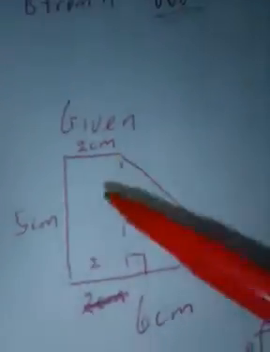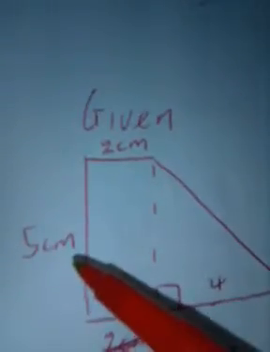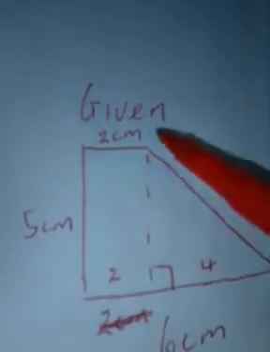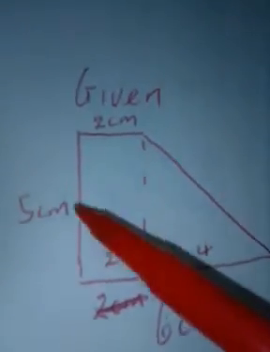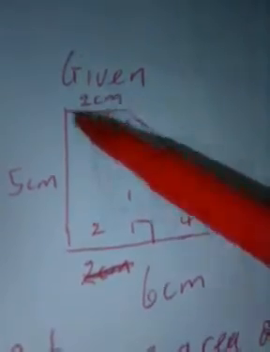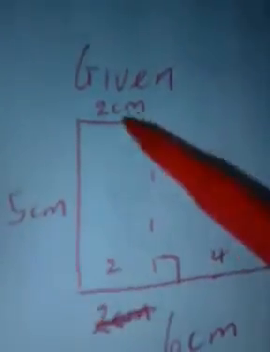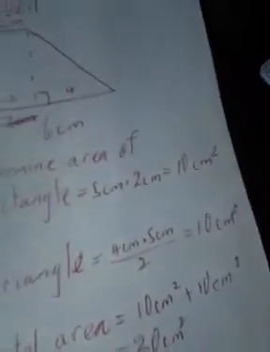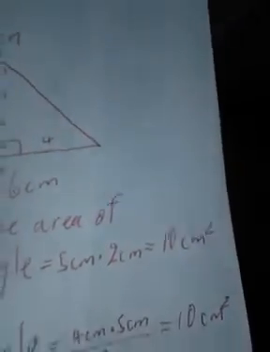Let's move on. Now, if you have this shape here, all right, hopefully you guys can see this. This is a rectangle and a triangle, right? Now, to find the area of this rectangle, area is equal to length times width, 5 centimeters times 2 centimeters, that's equal to 10 square centimeters.